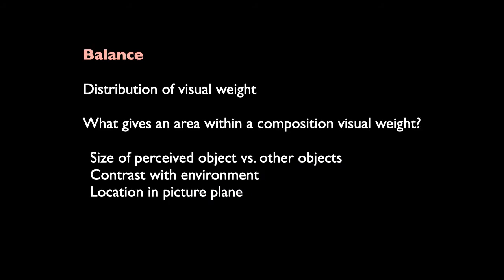Balance refers to the distribution of visual weight in a picture. What gives an area within a composition visual weight? Well, different things can create that sensation. The size of one object versus other objects. Like a picture of two trees, if one tree is really large on one side and the other tree is really small on the other, then the larger tree is going to have more visual weight.